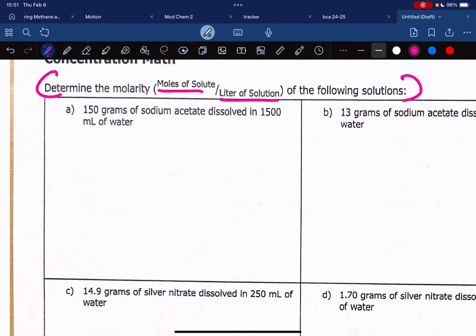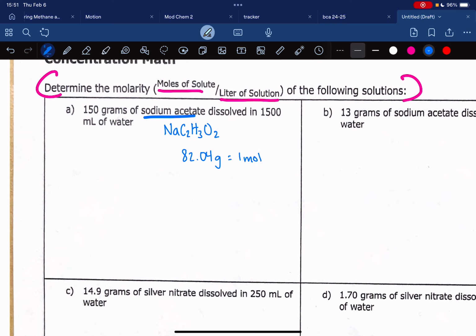So for this first one, we got sodium acetate. The formula for sodium acetate is NaC2H3O2. So to get the molar mass for that, I'm going to go 22.99 plus 2 12.01s, and then 3 1.01s, and 2 16s. And I get my molar mass to be 82.04 grams is 1 mole.